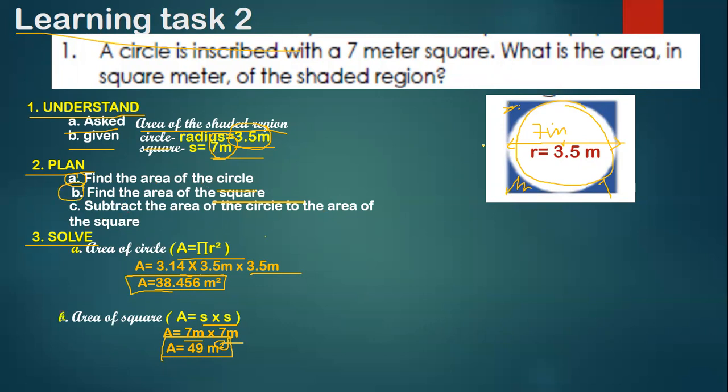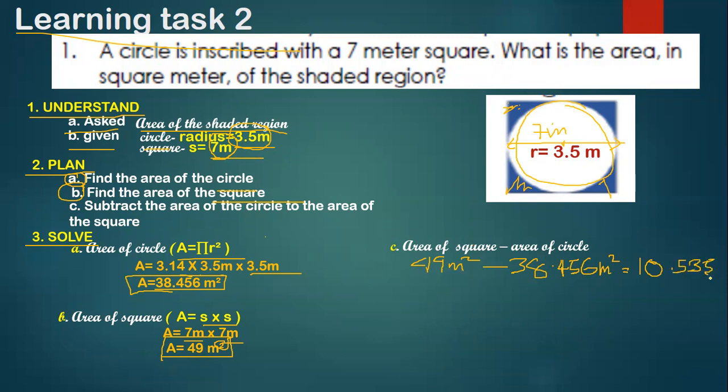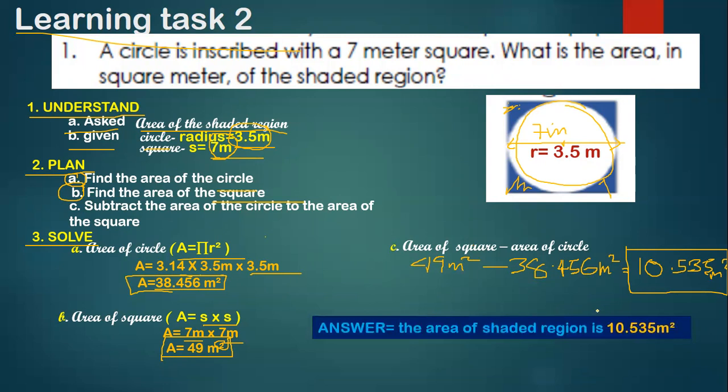Gawin natin ang letter C. Subtract the area. Ibawas natin ang area ng circle sa area ng square. Yan lang yan. So, ano ang area ng square? 49 square meters. Babawas natin yung area ng circle, that is 38.456. So, 49 square meters minus 38.456 square meters. The answer is 10.535 square meters. Ito yung sagot ngayon. So your final answer now is that the area of the shaded region is 10.535 square meters.